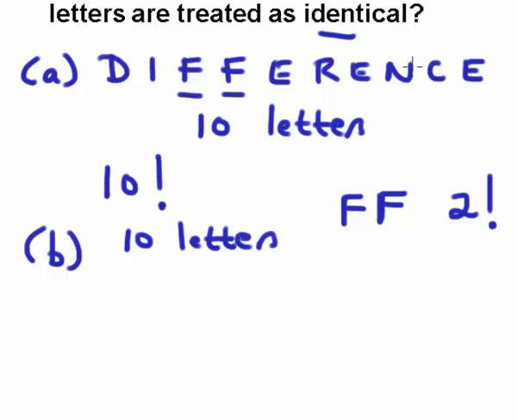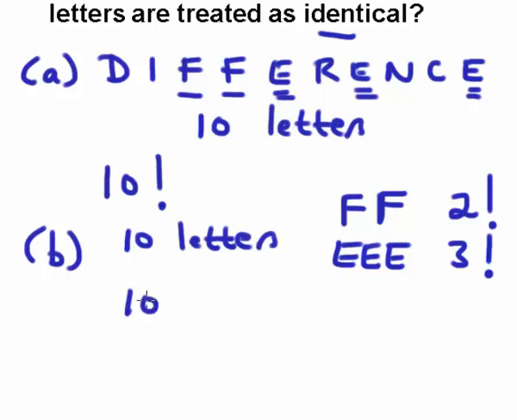And then what other letters are repeated? Look at this. E, E, and E. So we've got 3 E's there, and this is going to be 3 factorial. In other words, the letter E is written 3 times in the word, and F is written twice in the word. So how do we get the possible arrangements when the repeated letters like F and E are treated as identical?